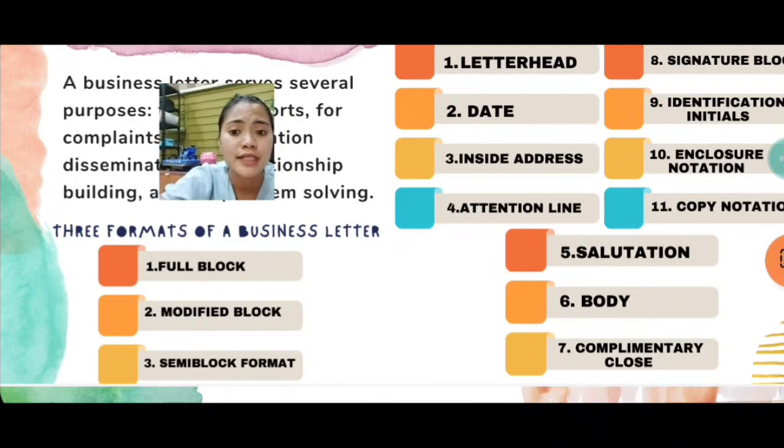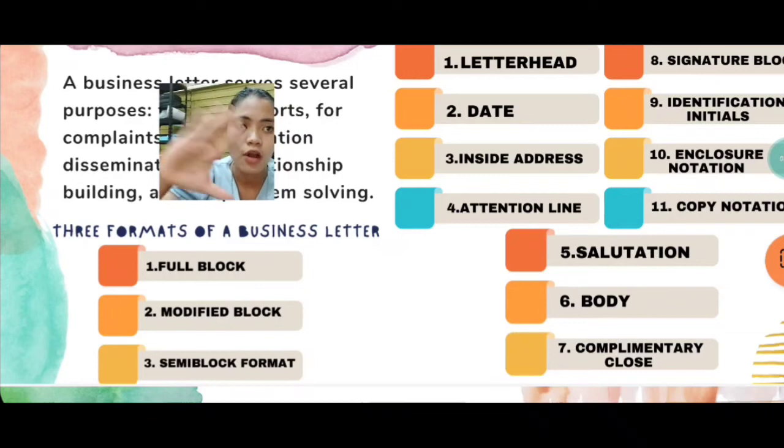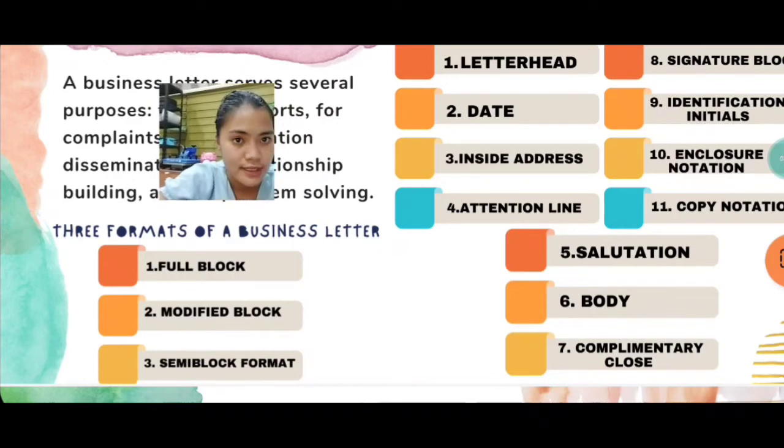The space for the signature should be 3 to 5 lines. Always remember that the space of the signature block is 3 to 5 lines. And the next one is the identification initials. Identification initials indicate the typist's initials if the sender is not the one who personally typed the document.